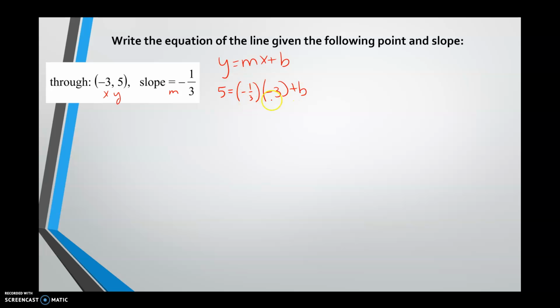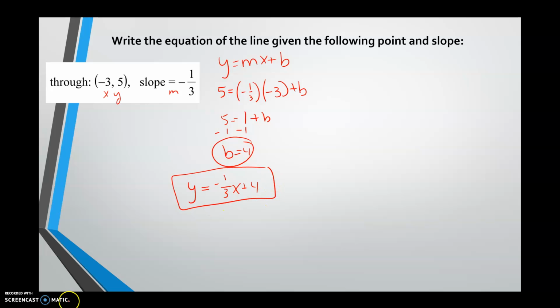So negative 1/3 times negative 3 is going to give me a positive 1 plus b, and that's equal to 5. Subtracting 1 from both sides, so I get b is equal to 4, and that's what I need. So I'm going to have my y-intercept, and I'm going to have my slope. So together, I'm going to get y is equal to negative 1/3 x plus 4.